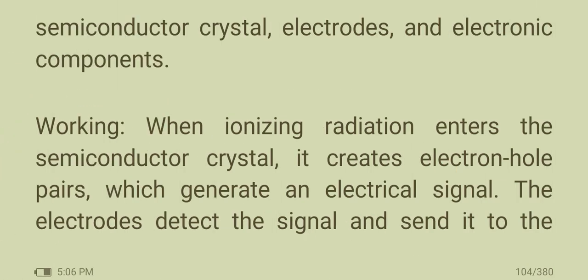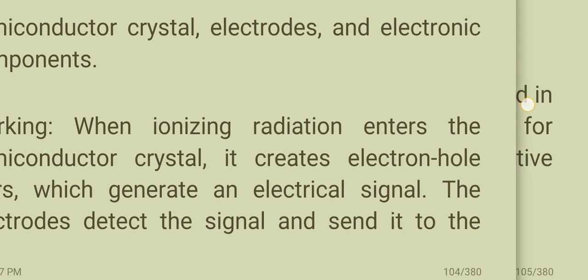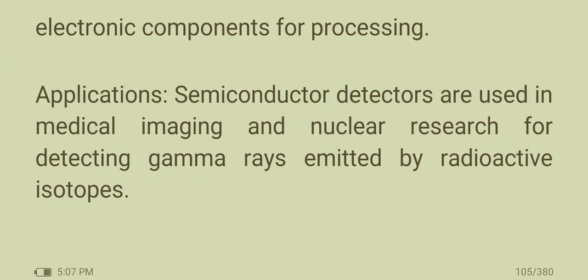Semiconductors are middle level in between insulators and conductors. When ionizing radiation enters the semiconductor crystal, it creates electron hole pairs which generate an electrical signal. The electrodes detect the signal and send it to electronic components for processing.